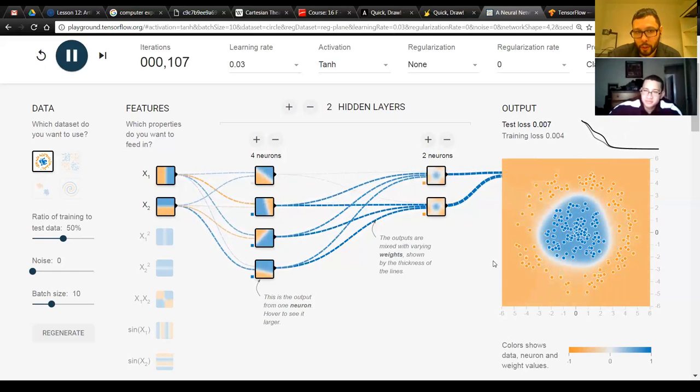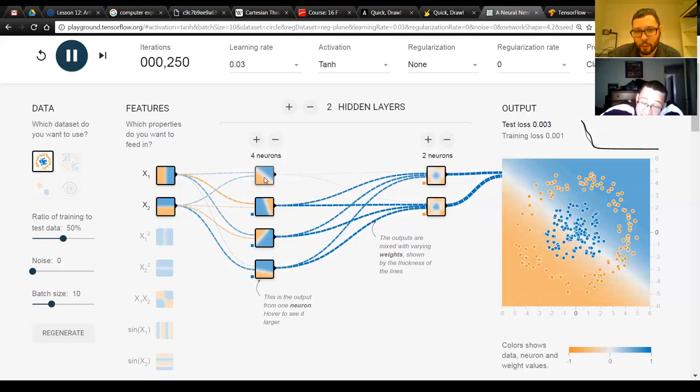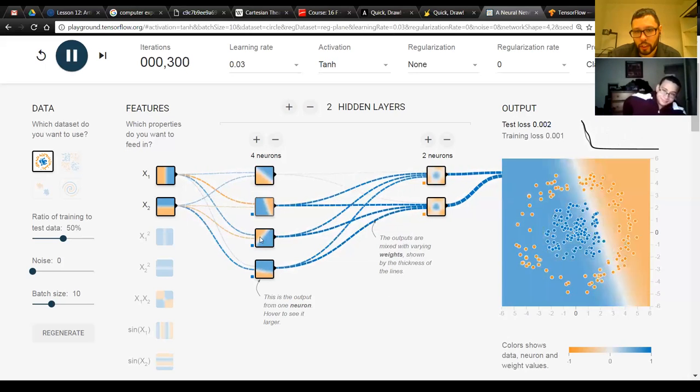All right, so it got it pretty fast. Notice that most of the connection strengths are coming out of these bottom neurons. This one right here isn't adding very much to the mix, but these ones are doing most of the work.